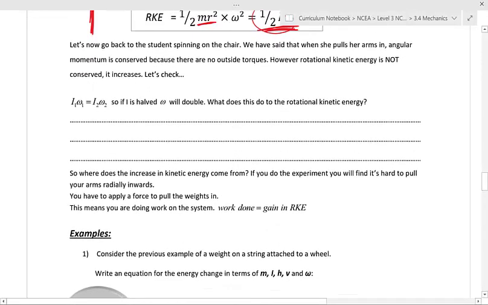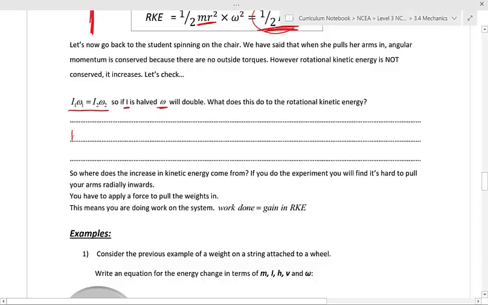So if we look now at the student spinning on the chair, we have said that when she pulls her arms in, angular momentum is conserved because there are no outside torques. However, rotational kinetic energy is not conserved, it increases. So if we look at this equation, if I is halved, we've said omega will double. And what does this do to the rotational kinetic energy?